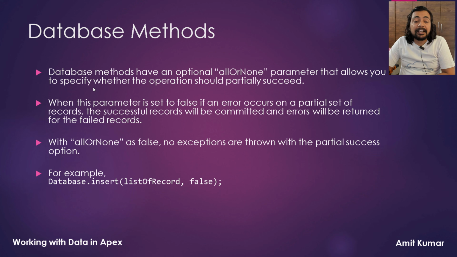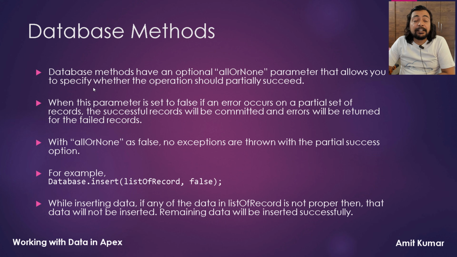For example, here you can see we are calling database.insert on a list of records and passing a false value for the allOrNone parameter. While inserting data, if any of the data in the list of records is not proper, then that data will not be inserted, and the remaining data will be inserted successfully.